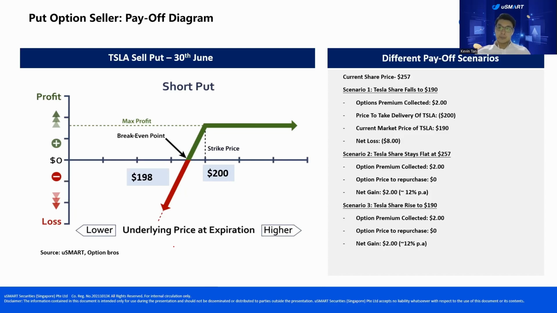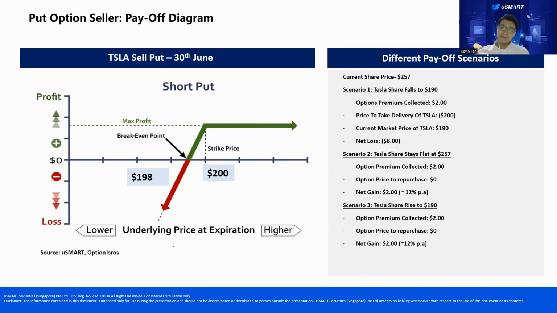So firstly, because you are writing a put option, you actually collected the option premium. So you will actually collect an option premium of $2. But because you take the delivery of Tesla share, you actually come up with a capital of $200 per share. And given that the current market price of Tesla is $190, you will suffer a net loss of $8 per share.